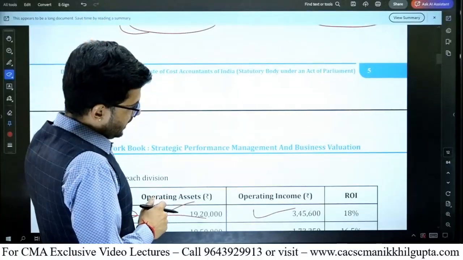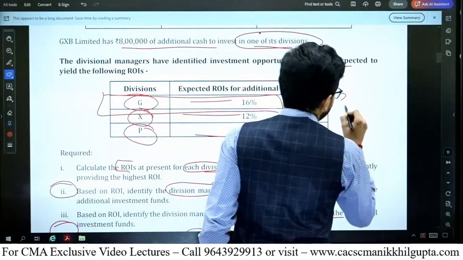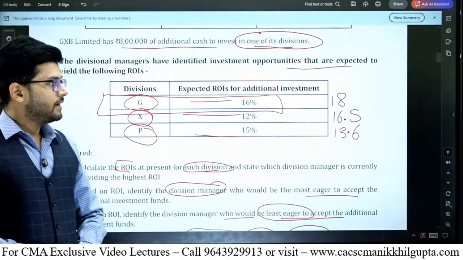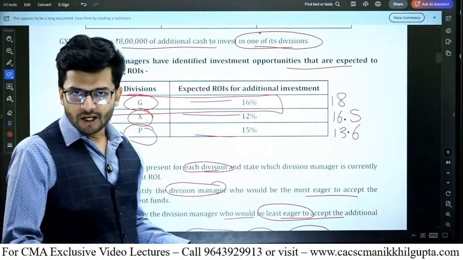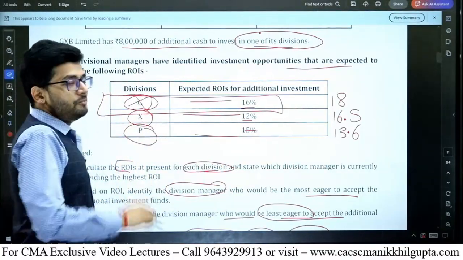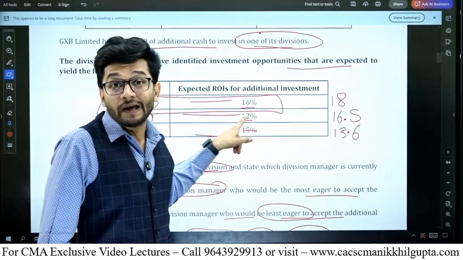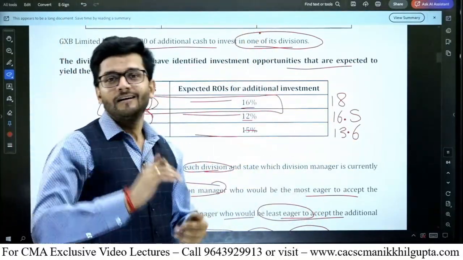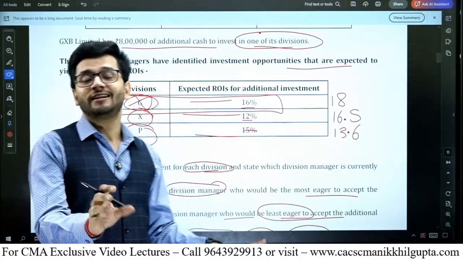But if you compare, this is 18, 16.5, 13.6. Okay. So now, these are the existing ROIs of these divisions, and what will be the future ROIs if the new investment is accepted? It's 16, 12 and 15. Now, G will not be interested in getting the additional funds, because the additional funds are going to give it 16% ROI, which is going to degrade its existing ROI. The 18% will average out to a lower percentage of ROI, because the new additional investment will give 16% ROI. So G will not be interested in taking this investment.